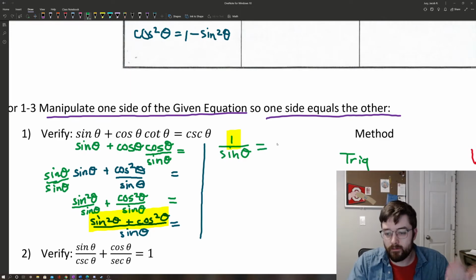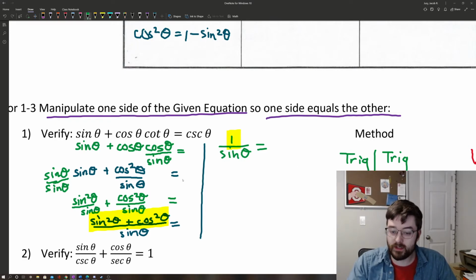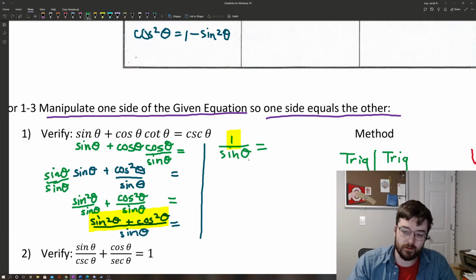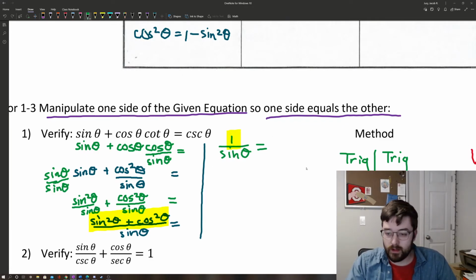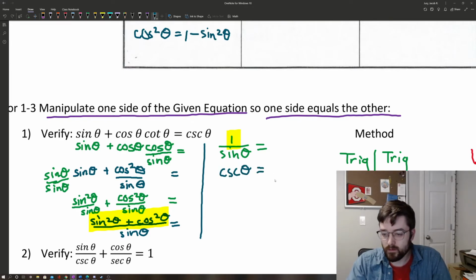So now that I know, so this was actually a trig identity that I did, if you're kind of following my methods right here. I used a trig identity to replace sine squared theta plus cosine squared theta, and I'm going to now use one more trig identity to change my 1 over sine theta into cosecant theta. And that's my last thing I need to do, because now I have finally found my target. I've found the cosecant theta.